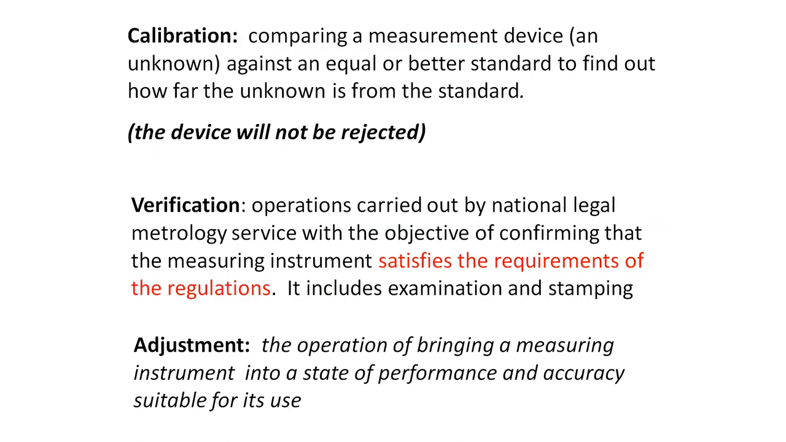So when we do the gas pumps and the scales, we have to make sure that they are within a certain tolerance. If they are, then we pass, and if it cannot be adjusted, it's rejected. With calibration, the measuring instrument is not rejected, and of course, if there's no trade application, we might not be able to do a verification on the instrument. It can be adjusted to bring it back into performance, but there will be no rejection of the measuring device.